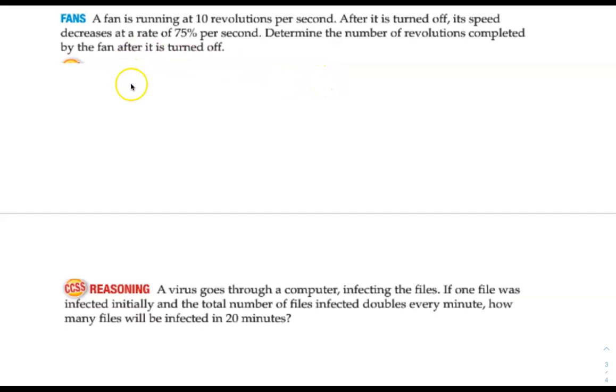Next, the fan. The fan is running at 10 revolutions per second, and it is turned off. Its speed decreases 75% per second. Determine the number of revolutions completed by the fan after it's turned off. So it's kind of a weird question. This is a geometric sequence because it's losing by a percentage. What they're saying here is this is your r. Your r is 0.75. And you started off at 10 revolutions per second. So that's your a1. And what it wants to know is how long does it take to turn off. So we're going to keep on going forever until it turns off. So this is actually a fancy way of doing an infinite sum.